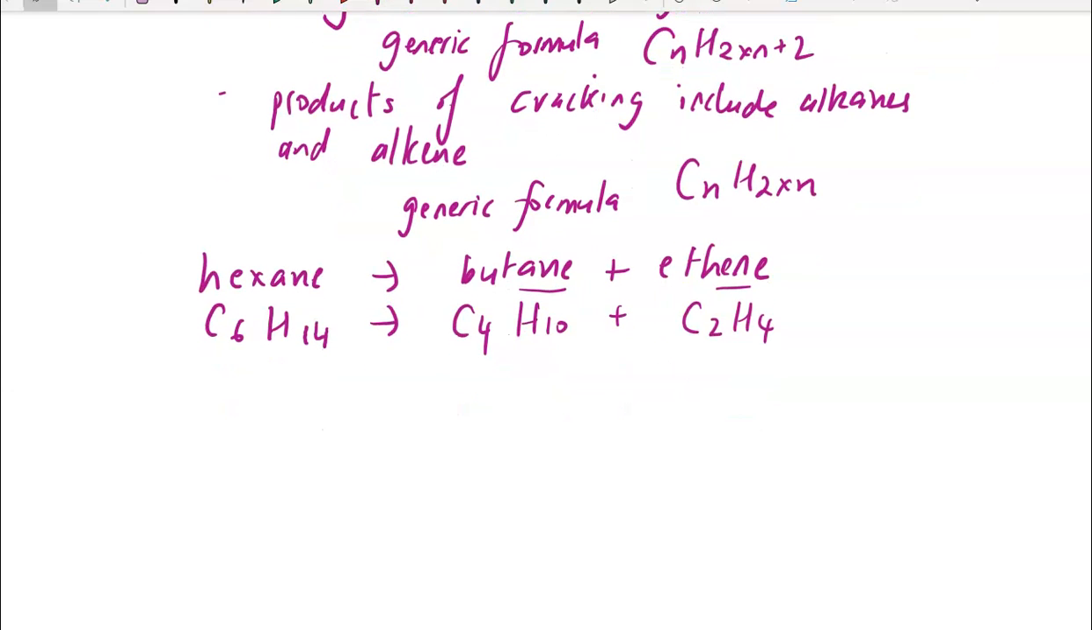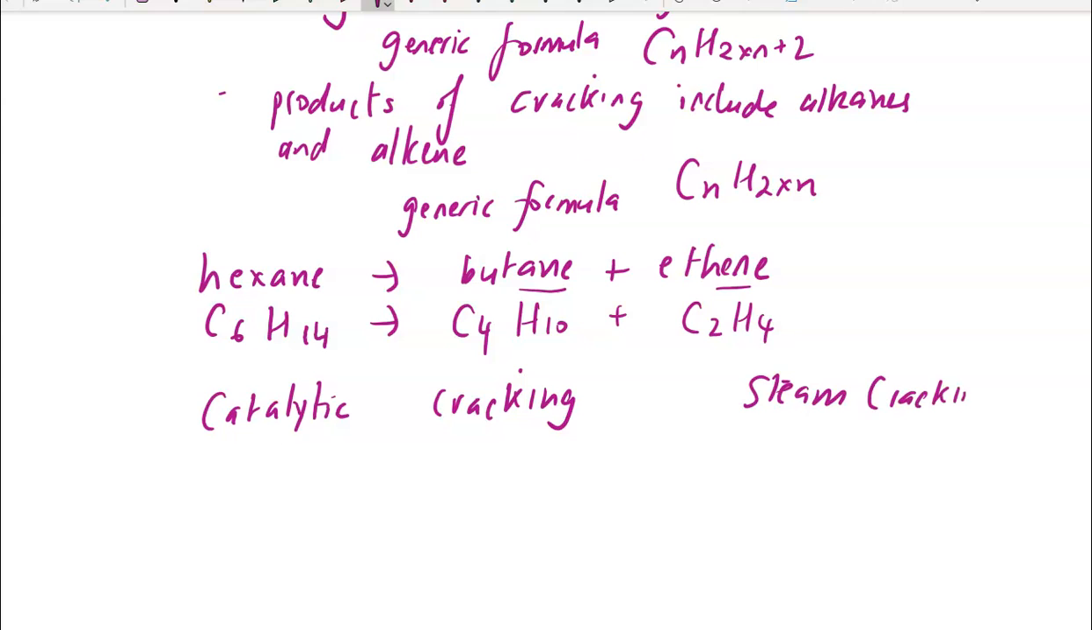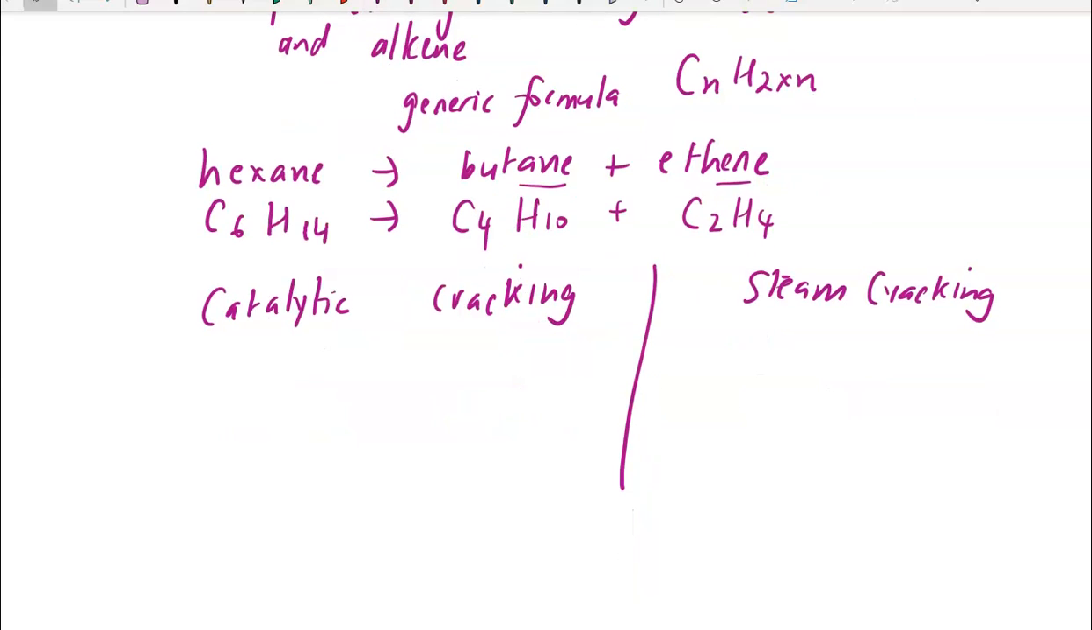Now, just very quickly, while I'm looking at cracking, there are two types of cracking. One is catalytic cracking, and the other one is steam cracking. Again, a 6-mark exam question for the GCSE students out there. So let's do a quick comparison. Catalytic cracking uses approximately 550 degrees centigrade temperature.